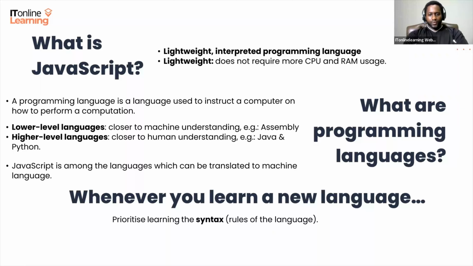So when a human wants to communicate to a computer, they use a higher language. Once instructions are written in a higher level language, there's no need for translation from higher level to lower level language, which a computer understands. JavaScript is among the languages which can be translated into machine language.